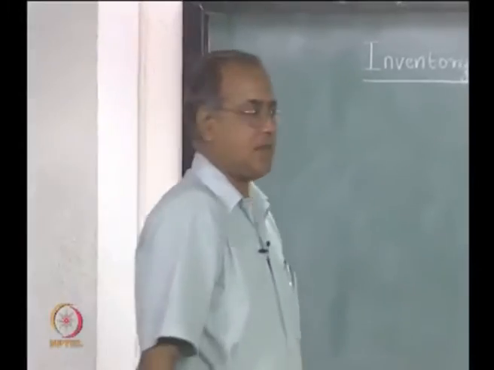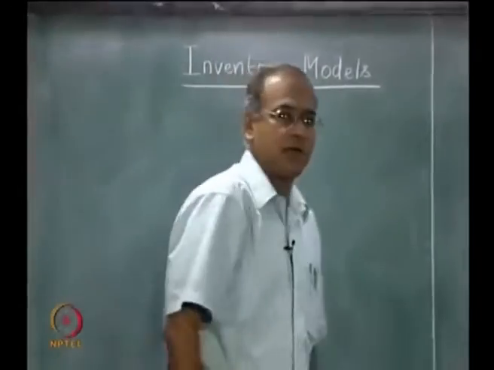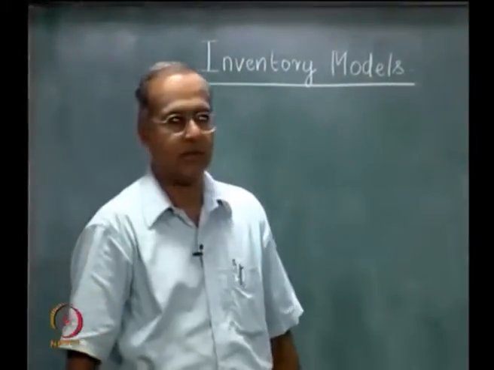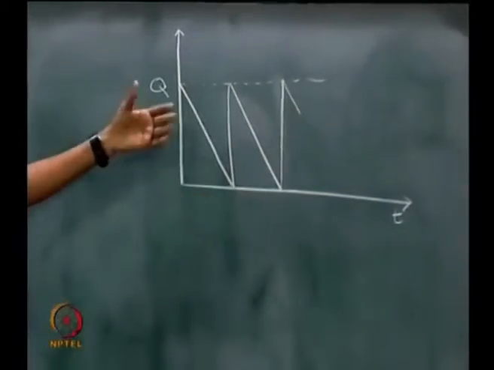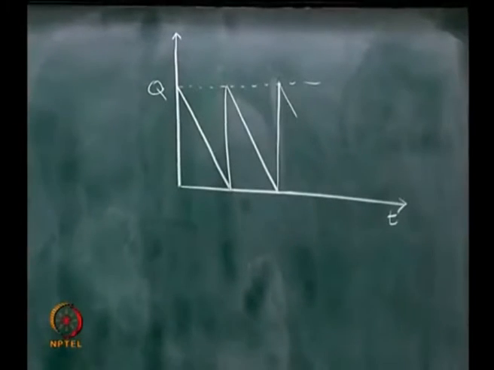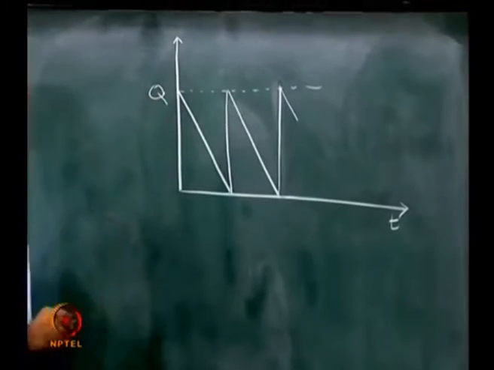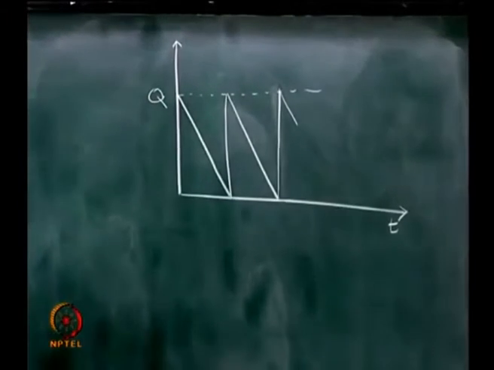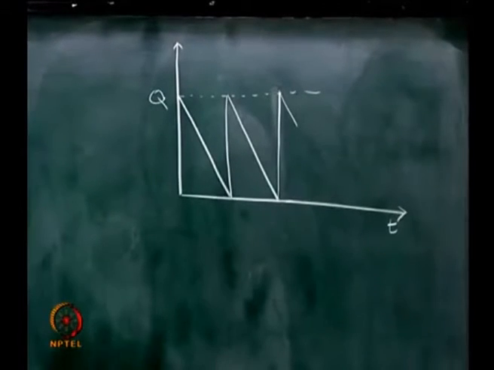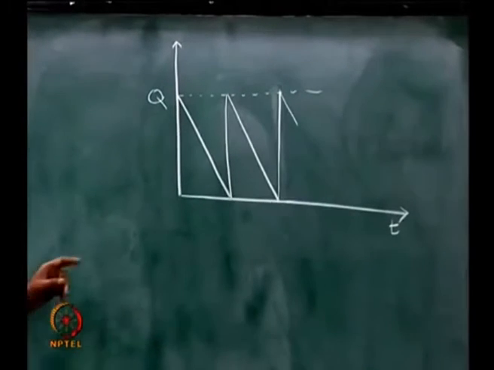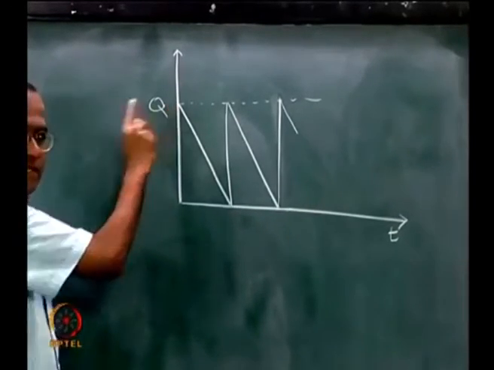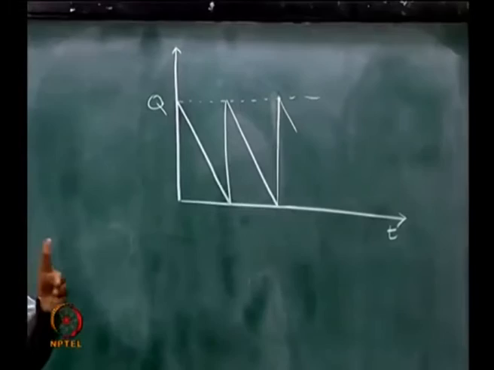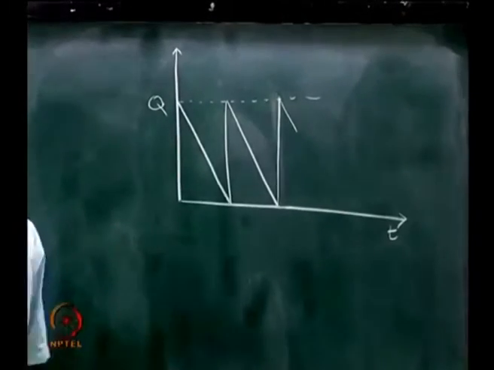In the previous lecture we introduced the basic economic order quantity model, whose stock versus time relationship is shown in this figure. So, Q is the economic order quantity, or the quantity that we order every time we place an order. The model works as follows. Let us assume that we have just received Q units that had been ordered earlier.